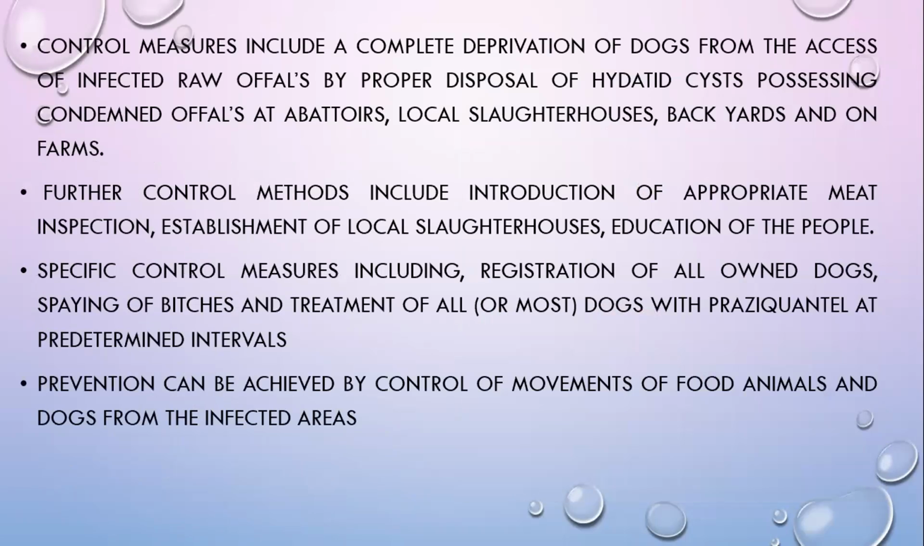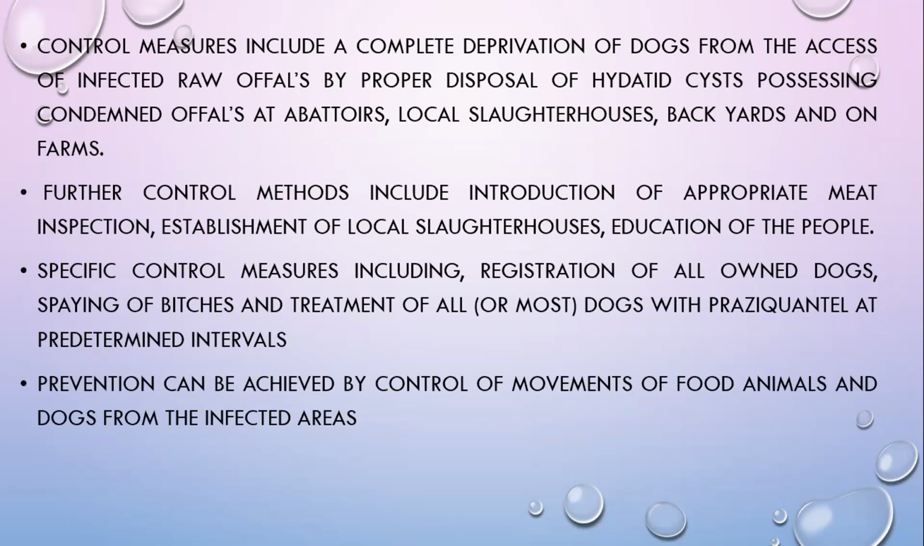The control measures for this hydatid cyst, and also other cysticercosis, include interrupting and breaking the cycle between the definitive and the intermediate host. That is important. That's why the control measures include preventing the dog from accessing the infected offal of the animals. There should be proper disposal of the hydatid cysts.